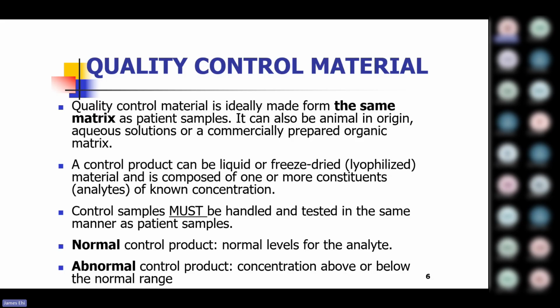The EQA or the QC material may be of animal origin. That is how they are manufactured. Sometimes they are gotten from animal origin. We have the bovine, the equine. Some are even made from human blood samples. Some are made up of aqueous solutions, and some are commercially prepared organic matrices, just as you have in coagulation studies because of the instability of the prothrombin time and the activated partial thromboplastin time. You find that most of the time you have organically prepared matrix in those control material.